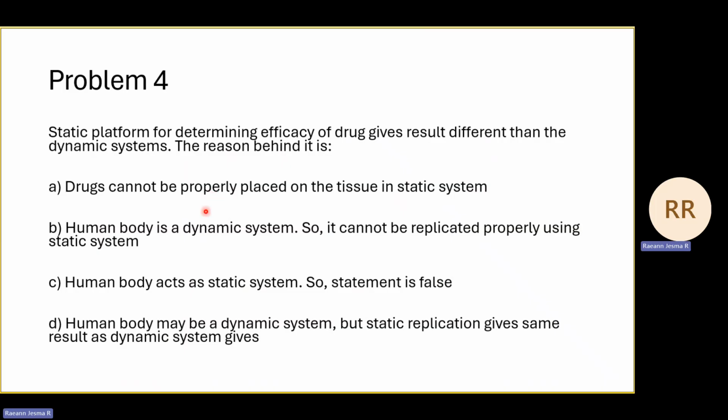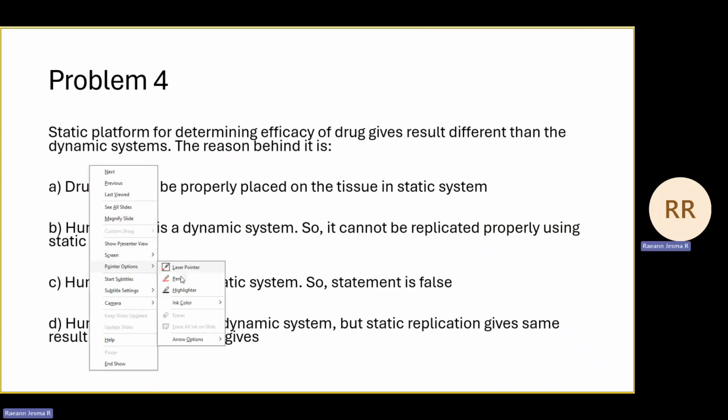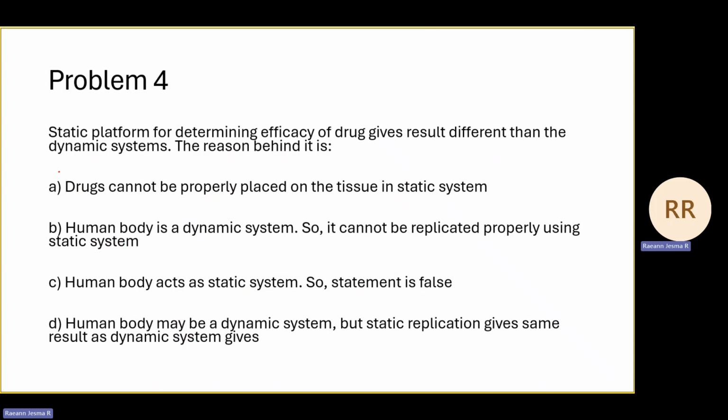Okay, we know that the human body is a dynamic system, right? So the first answer is wrong because we can have different kinds of channels or tubes that will make sure that we can flow the drug properly on the tissue in the static system. So this is wrong. Human body is not a static system. So this is also wrong. Human body may be a dynamic system, but static replication gives the same result as a dynamic system. So that is wrong because in one of the results we saw that we were getting different results when we were using a static system compared to that of a dynamic system.